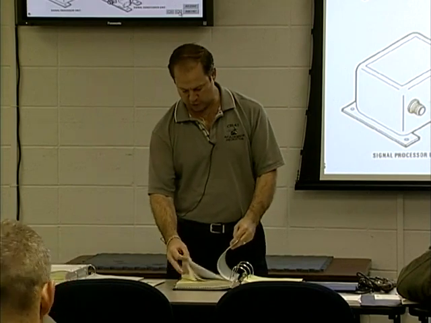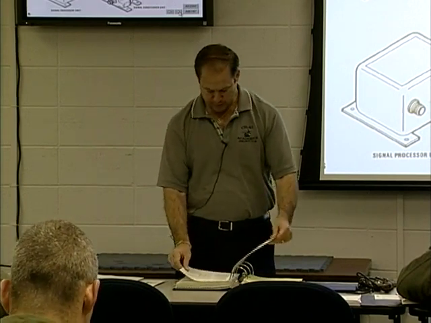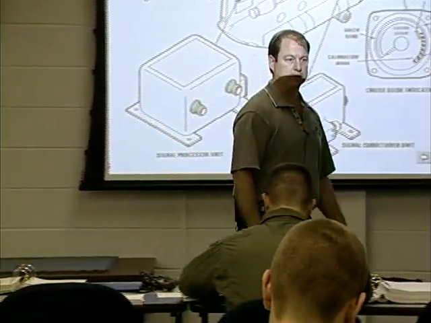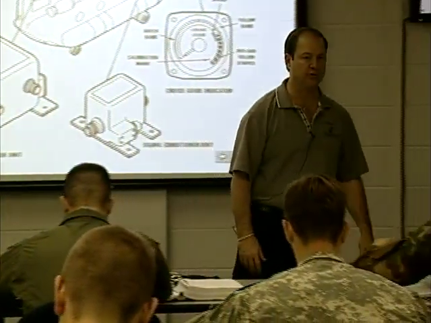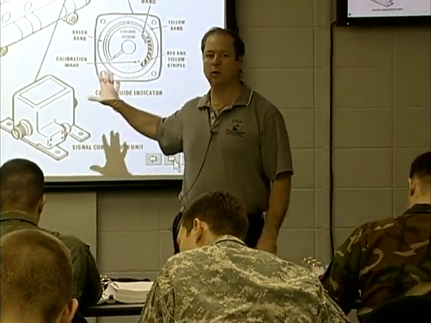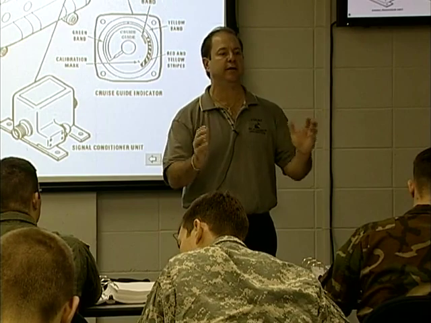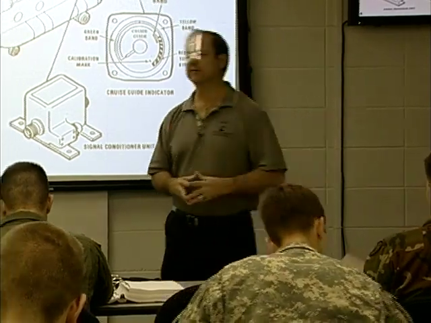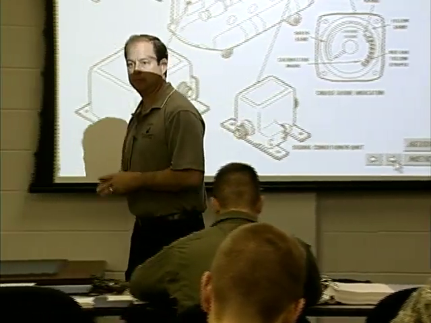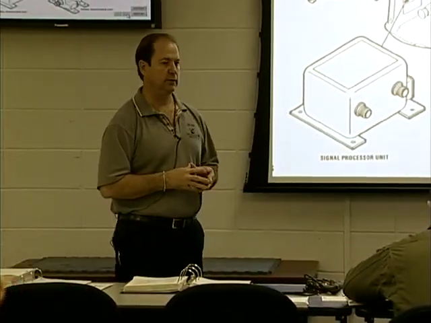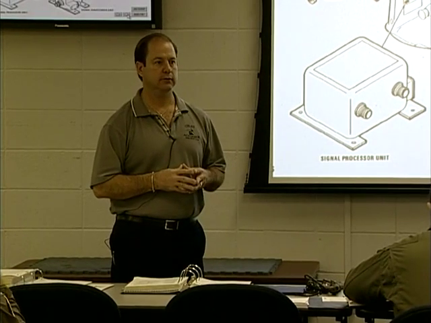Okay, this chart used to be listed as your airspeed limit with an inoperative CGI, cruise guide indicating system. In other words, if the cruise guide indicator wasn't working, that was the airspeed you had to maintain. But now this is the V&E for the aircraft, period. You cannot exceed this airspeed limit.